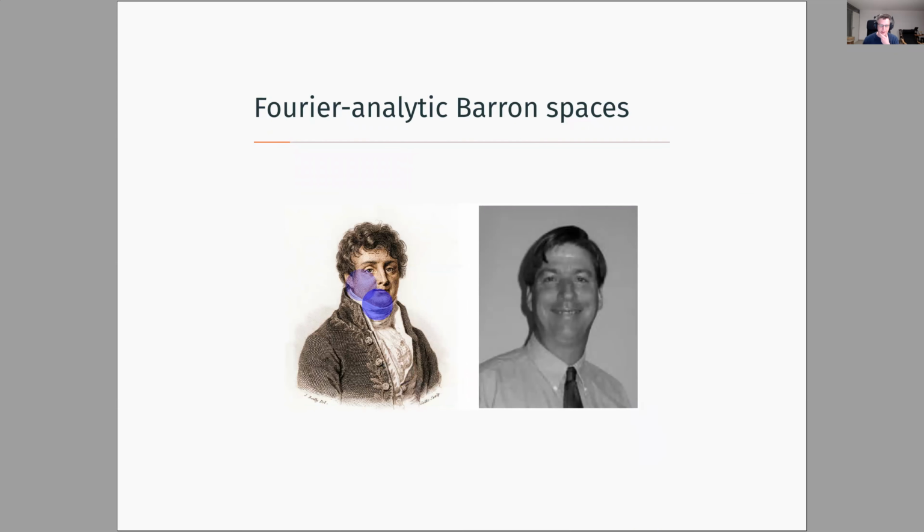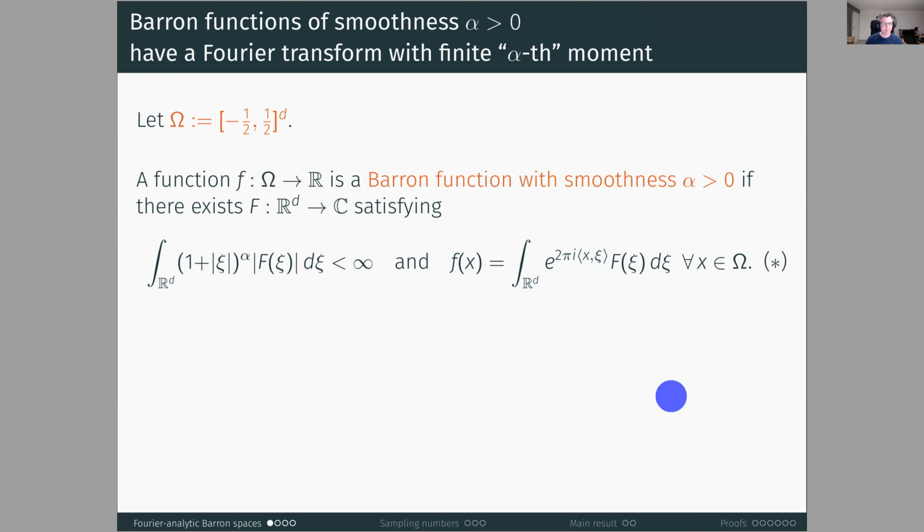This is, by the way, Fourier, and this is Andrew Barron. And we will meet a space which is at the intersection of the 2 people. So what's the Barron space, or the Fourier-analytic Barron space? In this talk, I will always be working on this unit cube omega, and for some notational convenience, I don't choose it to be 0, 1 to the d, but minus 1/2 to 1/2 to the d.